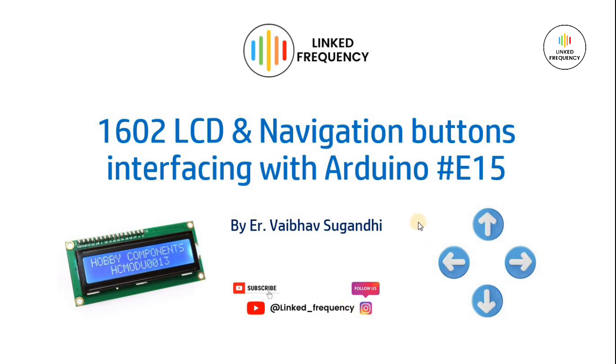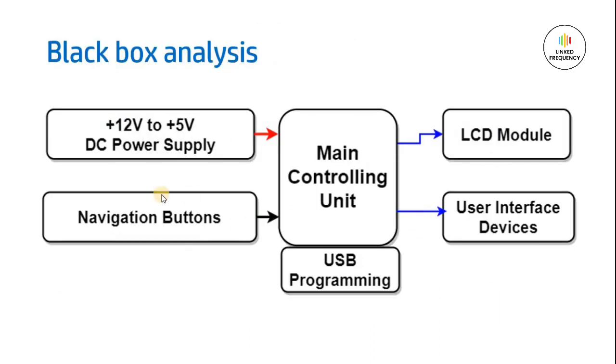First thing first, we need to go for the black box analysis. The black box analysis consists of 12 volt to 5 volt DC power supply, because whatever we have in our industrial application is a 12 volt DC adapter, and we need to convert that 12 volt DC into a plus 5 volt DC so that our microcontroller circuit as well as our LCD module and navigation buttons all together work in a normal way. Then we have navigation buttons. Which type of navigation buttons in which configuration we don't know, but we know that we need navigation buttons in our entire system because that is what the project is all about.